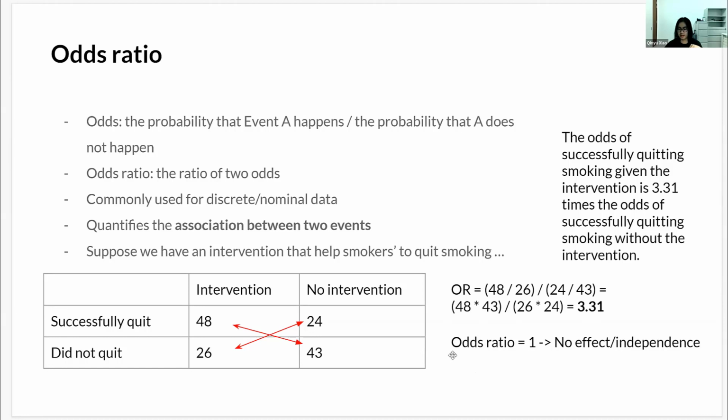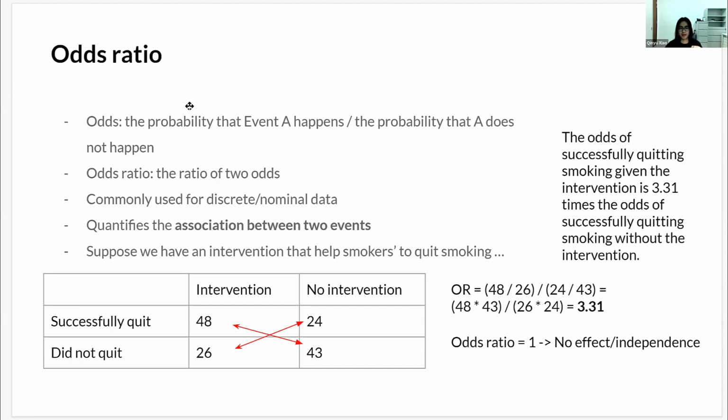An odds ratio of 1 means no effect, or that the two events are independent. So the event of quitting and the event of receiving the intervention are independent of each other if we get an odds ratio of 1.